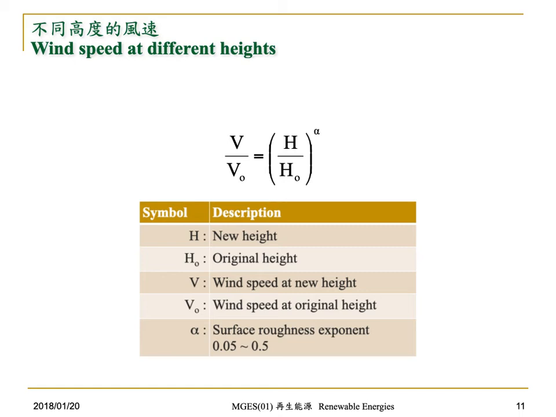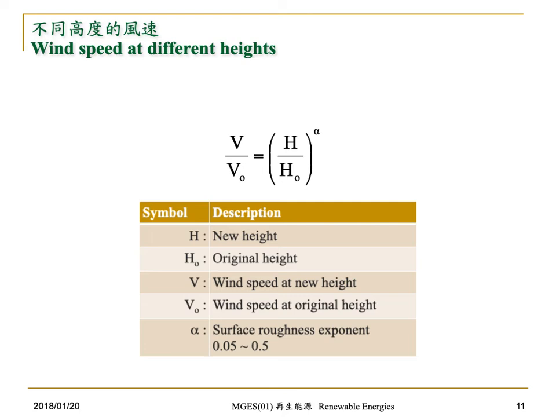And with different heights, the wind turbine you install at a different height above the ground, the wind speed is actually different. So this makes a correction. At the original height H0, the velocity is V0. When you move the wind tower above ground to the new height H, then the velocity goes to V. That relationship is given by this equation. And alpha is a surface roughness exponent. It may range from 0.05 to 0.5.